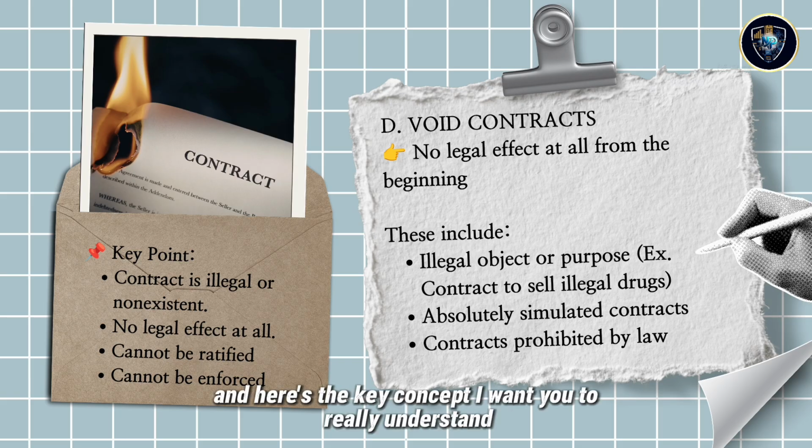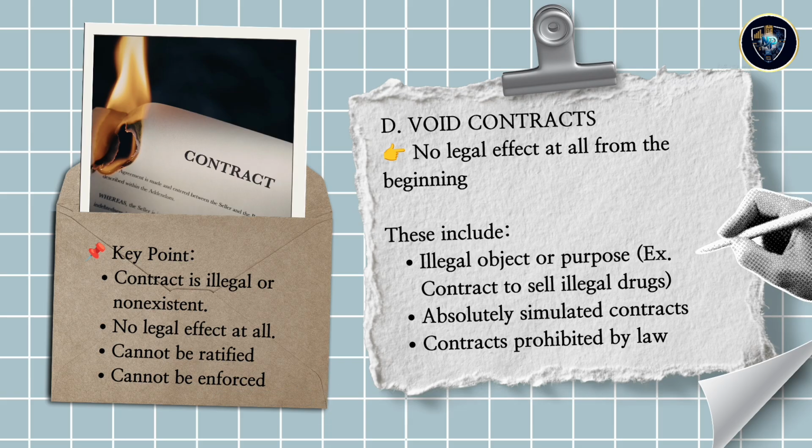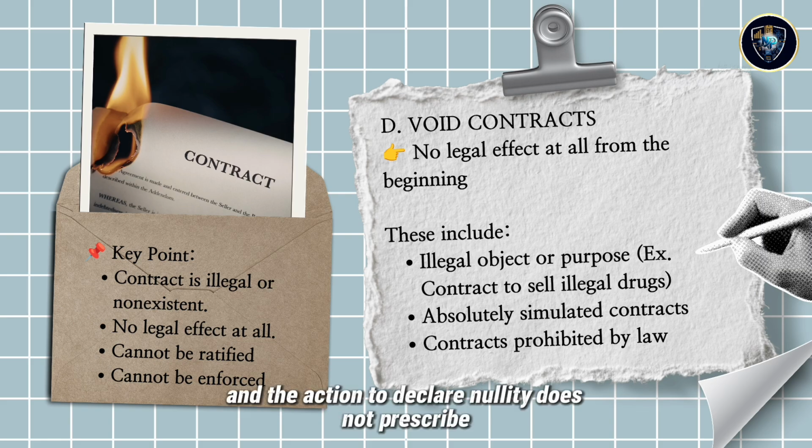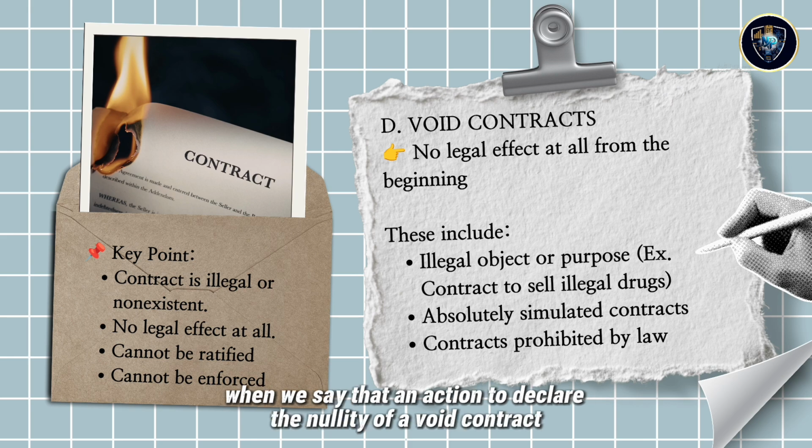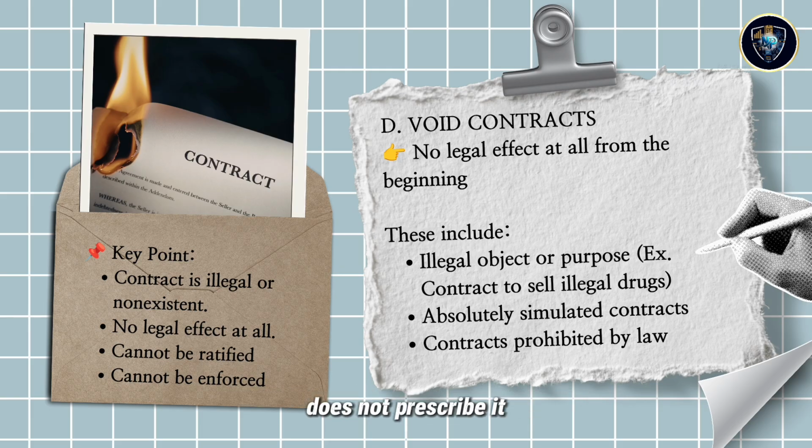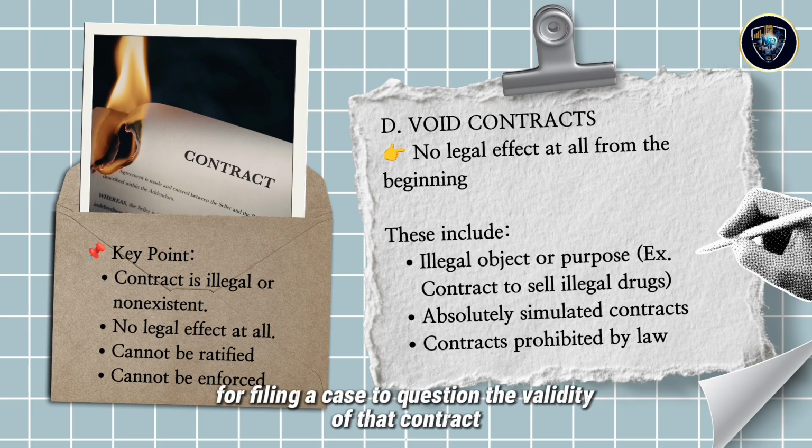And here's the key concept I want you to really understand. Since a void contract has no legal effect at all, it is treated as if it never existed. And the action to declare nullity does not prescribe. What does it mean? Under the Civil Code of the Philippines, when we say that an action to declare the nullity of a void contract does not prescribe, it means that there is no time limit for filing a case to question the validity of that contract.